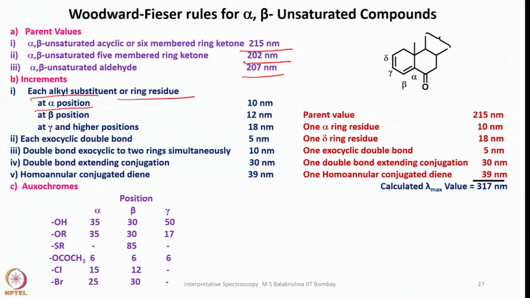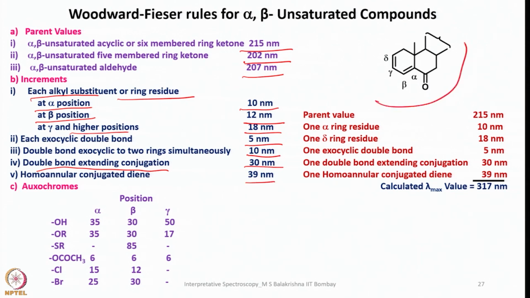At alpha position, if you have an alkyl substituent or ring residue, then add 10 nanometer. At beta position, add 12 nanometer, and at gamma and higher positions, add 18 nanometer. For every exocyclic double bond, add 5 nanometer, and for a double bond exocyclic to 2 rings simultaneously, add 10 nanometer. So we have to watch the structure carefully before we give these increments to the parent value. Then a double bond extending conjugation gives 30 nanometer, and homoannular conjugated dienes 39 nanometer.